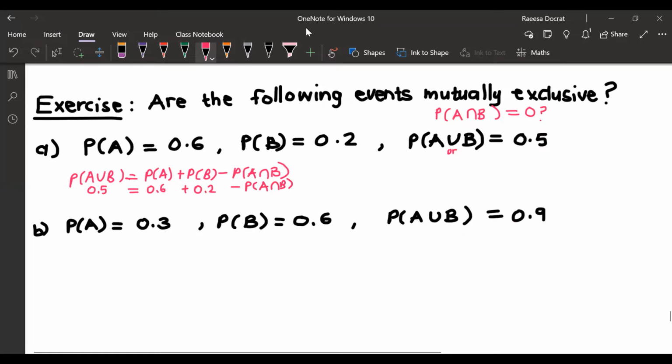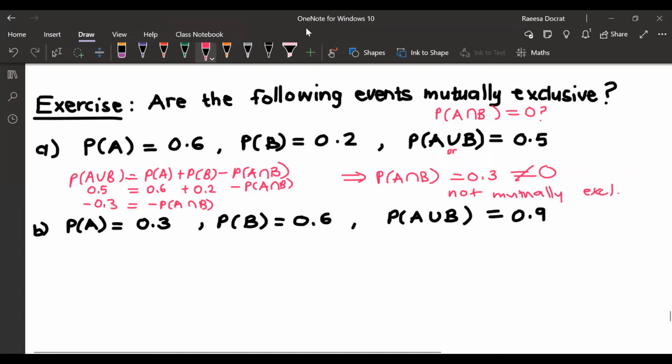So we have 0.5, we'll take the 0.6 over, and the 0.2 over, they become minus 0.6 and minus 0.2, which gives us minus 0.3 is equal to minus the probability of A and B. That means we get that the probability of A and B is positive 0.3, which is not equal to 0. So they are not mutually exclusive. They can happen at the same time.